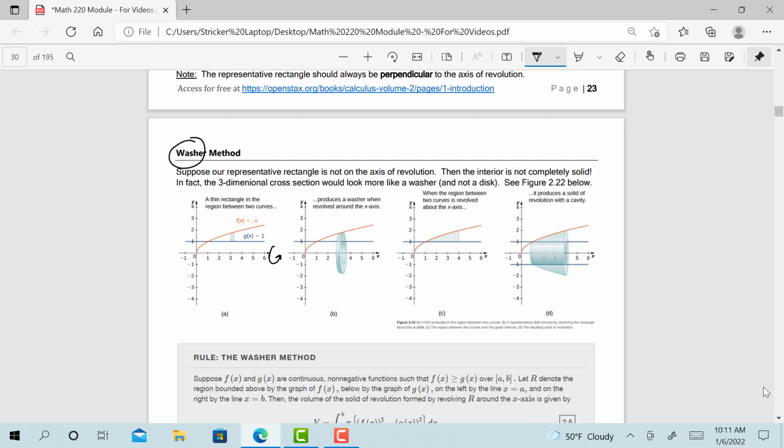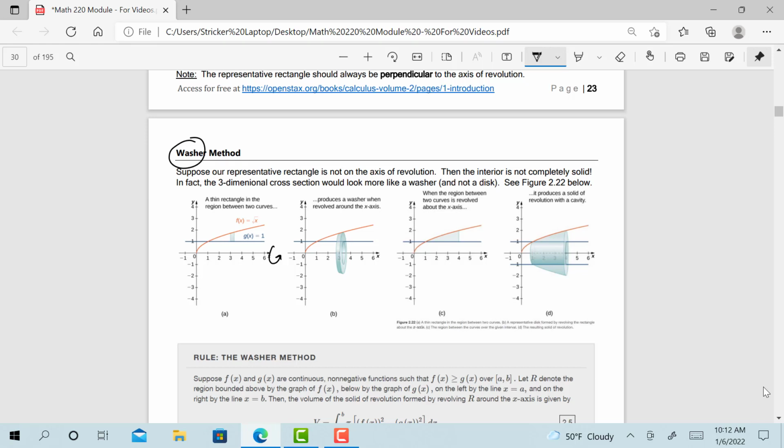And so that's going to change what our object looks like. It won't be completely solid anymore. It'll have a hole going through it. If you think about adding up all those washers from, in this case, it looks like this picture, this area goes from 1 to 4. So if you add up all those washers from x equals 1 to x equals 4, you get this solid over here that you see in part D of the figure.